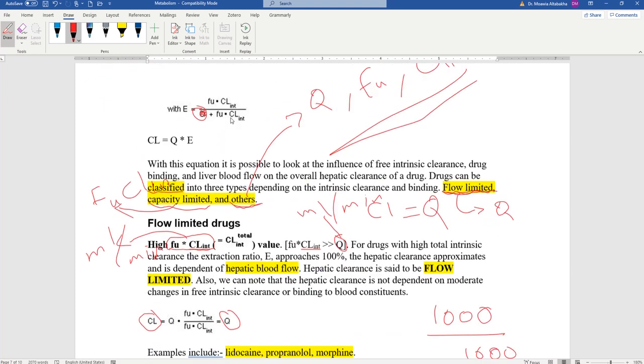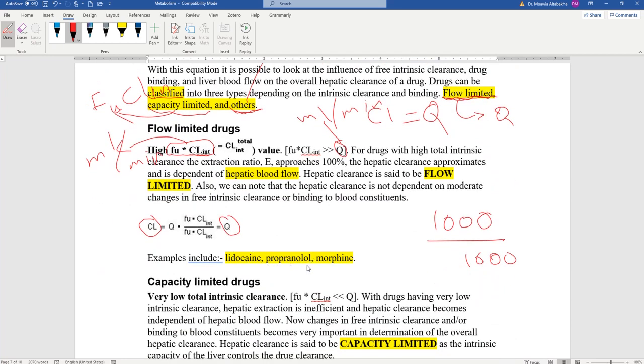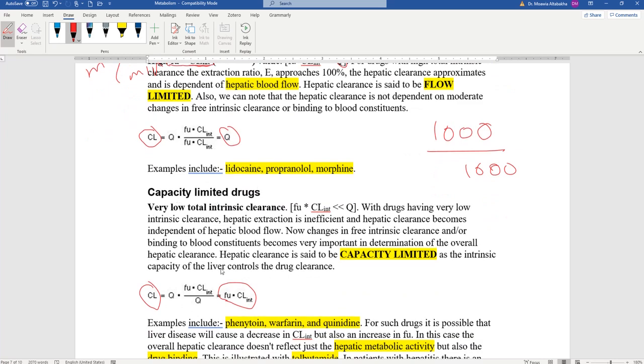When I say here that drugs such as propranolol or morphine, if there is a change in hepatic blood flow, what will happen? This will change drug clearance. When can there be a change in hepatic blood flow? This can happen when the patient is taking certain drugs that affect blood flow from the heart, or for example in case of congestive heart failure that reduces blood flow to the liver. Okay? What about the capacity limited?